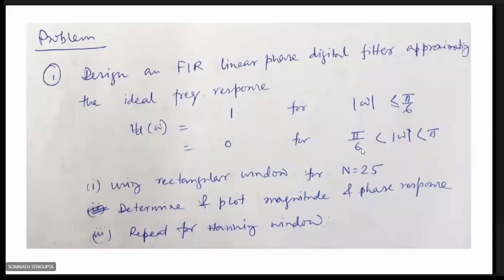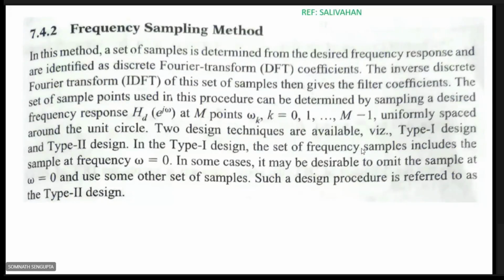Then there is one numerical: design an FIR linear phase digital filter with omega less than pi by 6. You try to perform this one. The next topic is the frequency sampling method, which I will explain tomorrow.